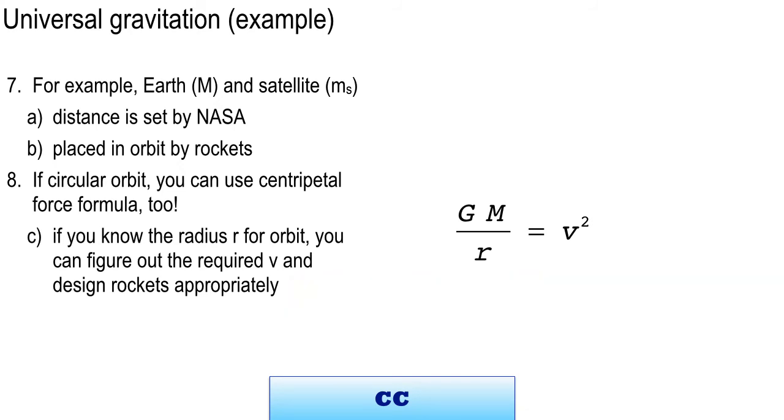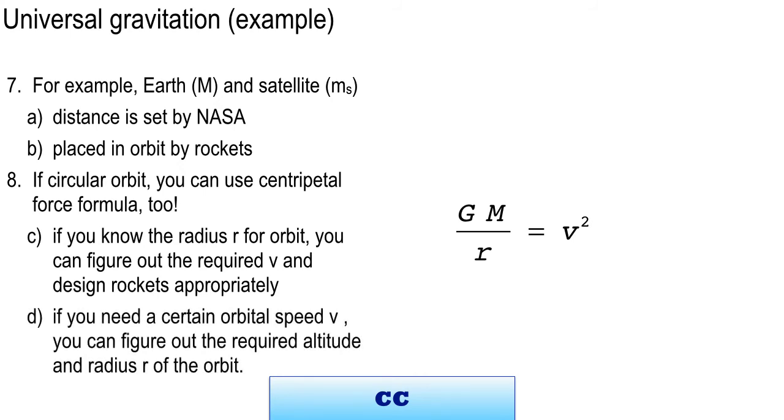Here's another example. If you need a certain orbital speed, so you want it passing overhead at a certain speed, for instance, or you want it to move along its circular orbit at a certain speed. Okay, yeah, we can do that. If you know the speed, it determines r, the distance from the center of the Earth, and that also controls the altitude, the distance above the surface of the Earth.